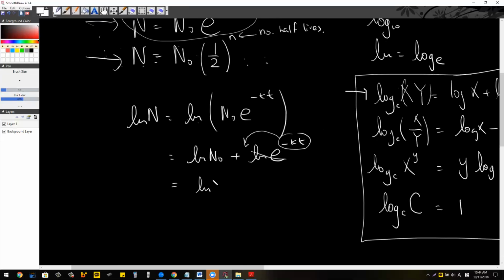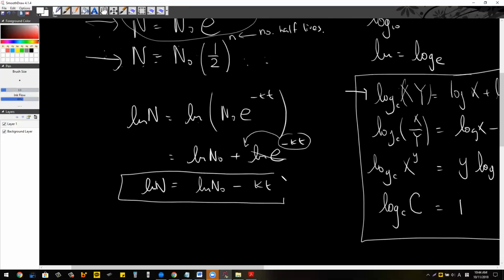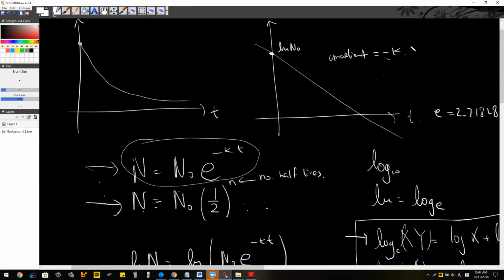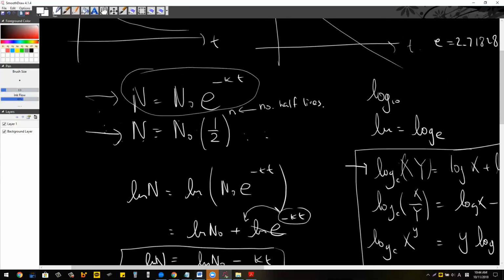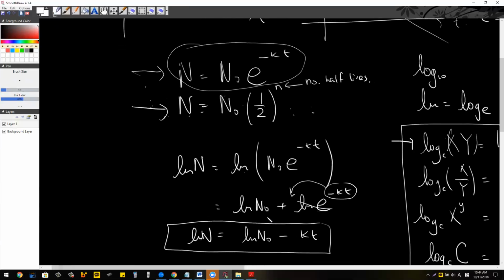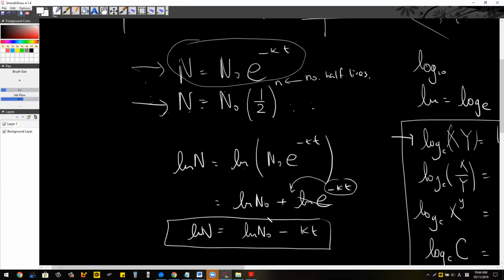This becomes ln n naught minus kt, and you get the ln n. Oh, okay. Then you get sort of a straight line. Did you get a straight line for beer? Yeah, that's excellent. Because that means beer obeys the exponential decay rule. Not all of the natural phenomena obey the exponential decay.